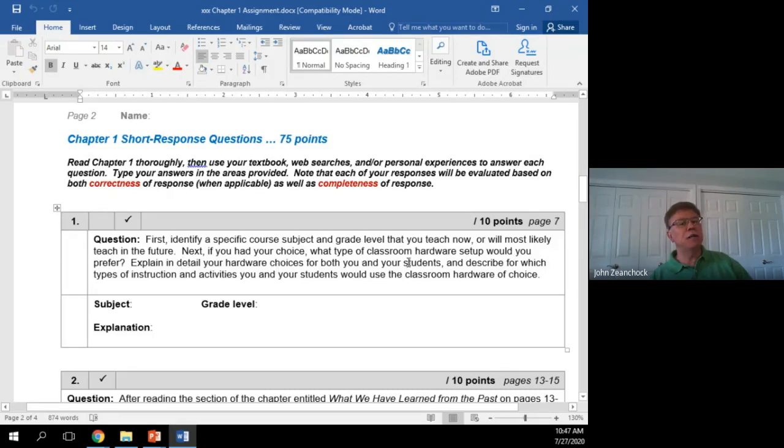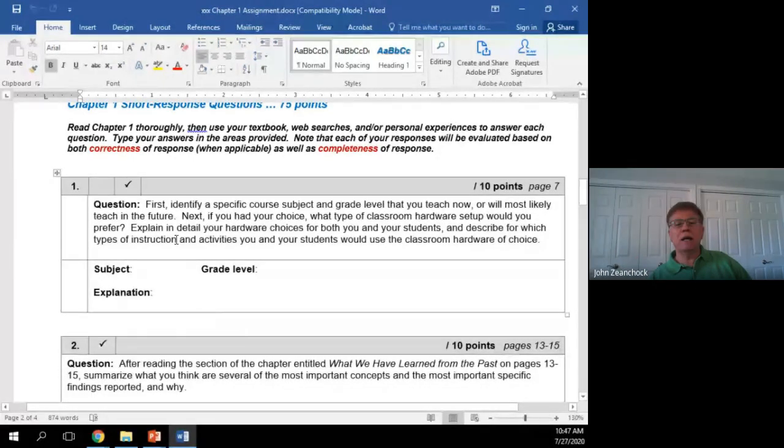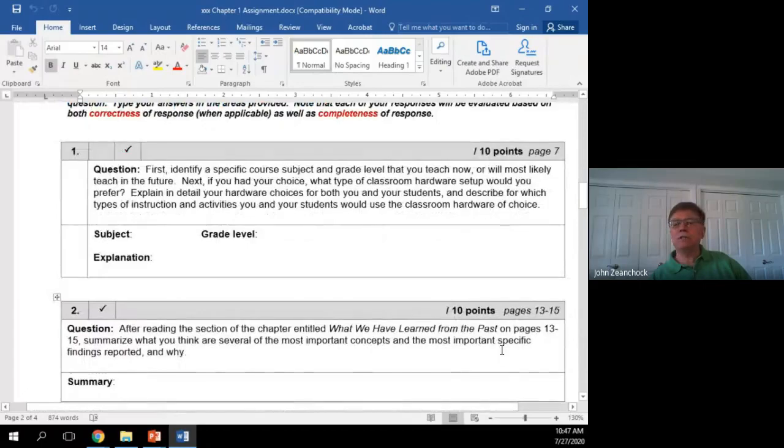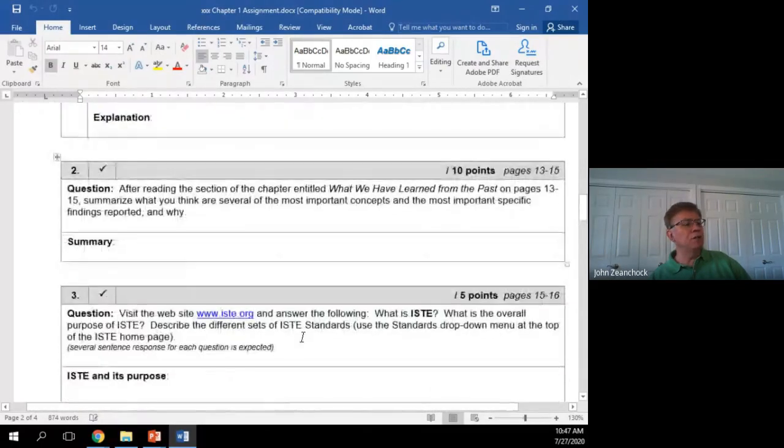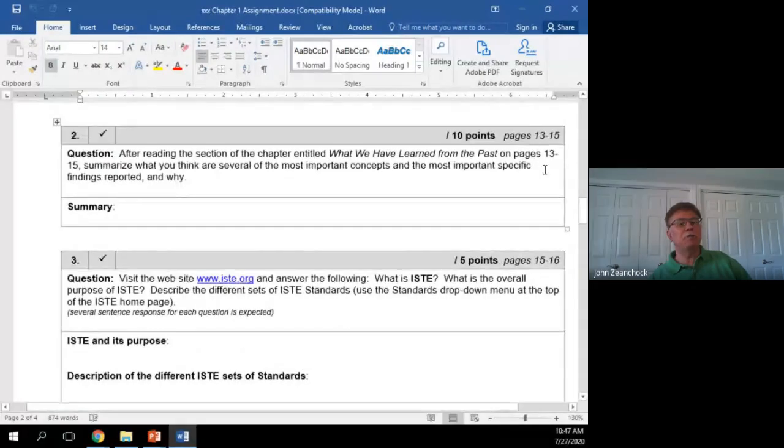Next, if you had your choice, what type of classroom hardware setup would you prefer? Explain in detail your hardware choices for both you and your students, and describe what types of instructions and activities you would use with that hardware choice. Because in the textbook on page 7, there are diagrams of the different kinds of choices, and they talk specifically about that. So as they're reading through the chapter, I have them answer specific questions. And I even give them a place in the document to type in their responses. Here's the subject, grade level, and the explanation based on the question that I give them, and I tell them how many points that particular question is going to be worth. And I go down through here and do this for multiple questions as they make their way through the chapter.